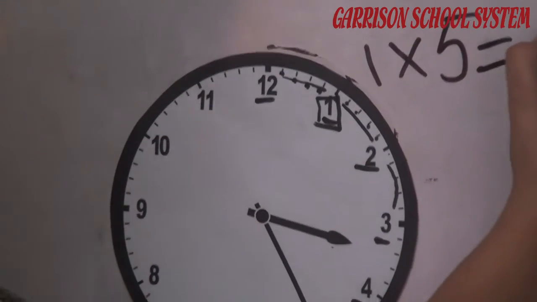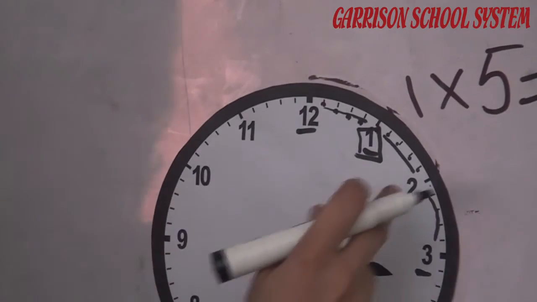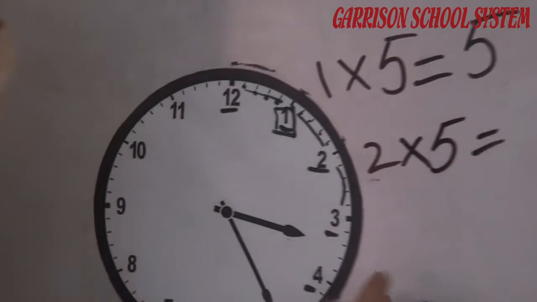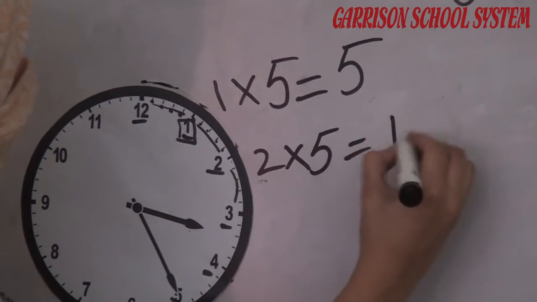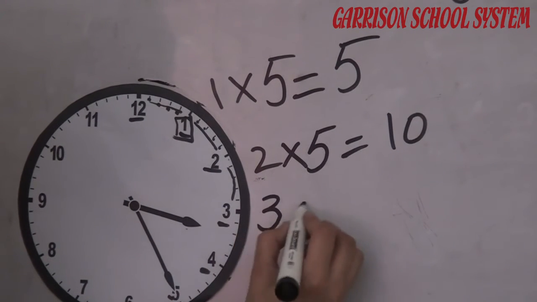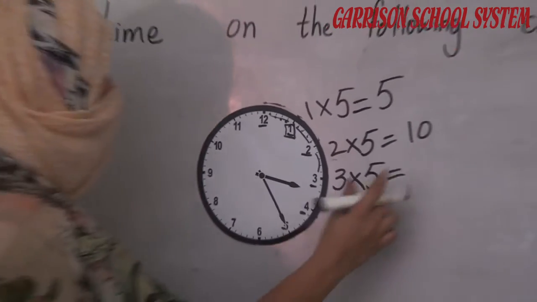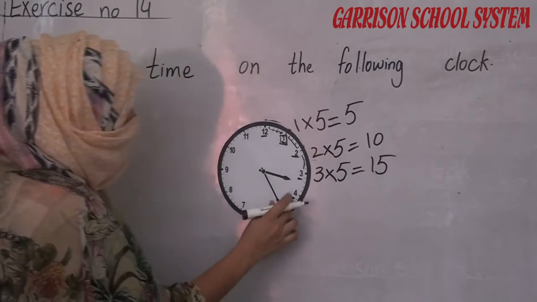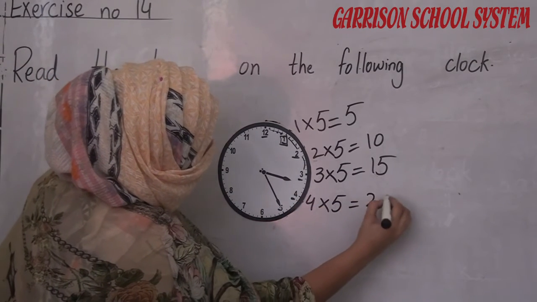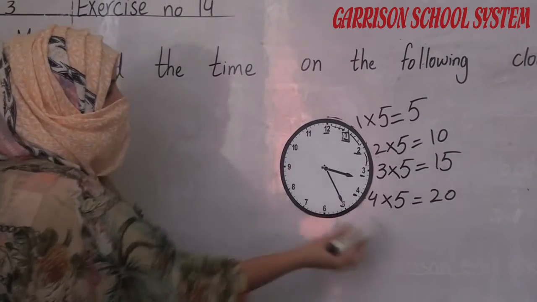So here is 5. It means 5 minutes are here. Then we multiply this 2 by the 5. So how many minutes we will get? 2 5s are 10. Next number is 3. When we multiply number 3 by the number 5, how many minutes will we get? 3 5s are 15. Next 4 multiply by 5. 4 5s are 20. Okay student, how we multiply these?